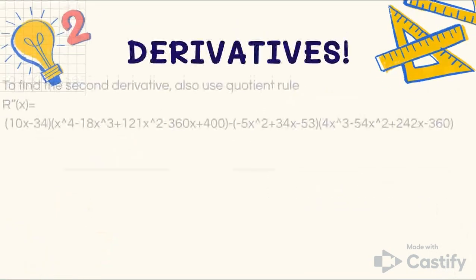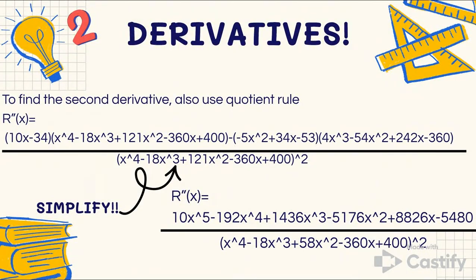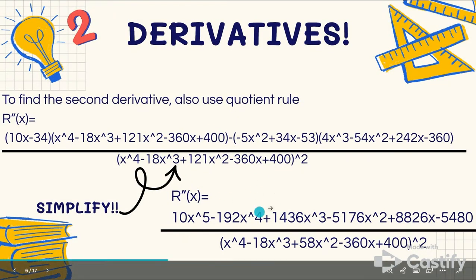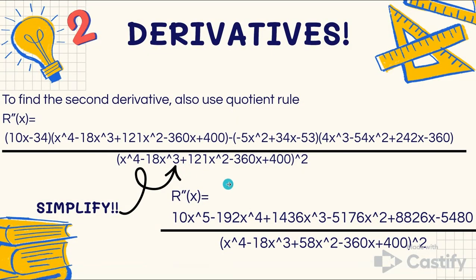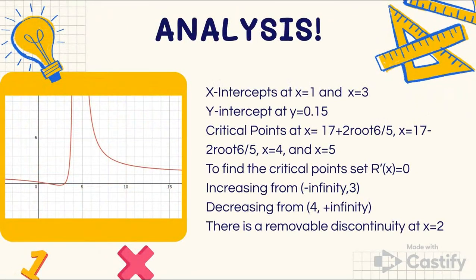Now to find the second derivative, I would basically do the same thing and also use quotient rule because it is in the form of a fraction. And to get the second derivative, I would be getting the derivative of the first derivative. So here you see I have it in the format of quotient rule, and then I would just multiply and combine like terms, and I get this huge fraction because there's evidently a lot of numbers here that I have to multiply. So next, I'm going to do an analysis of my graph.